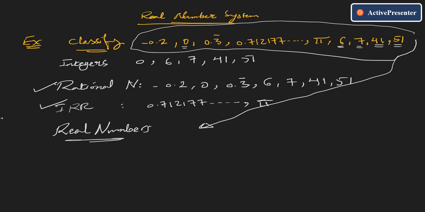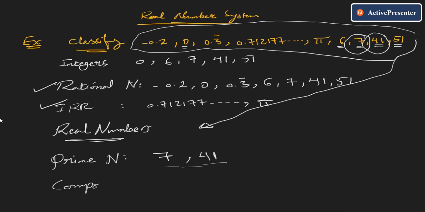What about the prime number? A prime number is a number other than 1 that can only be divided by itself and 1. So 7 is here, and 41. 7 and 41 can only be divided by themselves and 1.